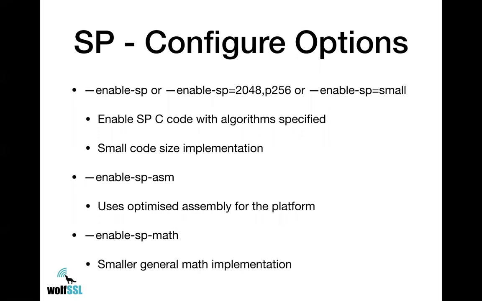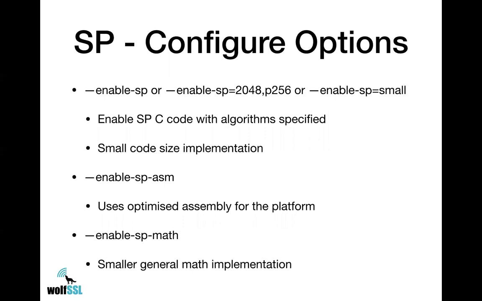Or you can even compile in the small option. You can even go like small 2048 or small RSA 2048 or small P256. And that way you'll get just those algorithms, those bit sizes with the small code. But if you want assembly optimization, then you have to add the enable SP ASM. So this uses the optimized assembly for the platform if it's available. You don't have to specify which platform you are. The configuration program already knows what you are, so we can detect that and include the assembly optimizations that you need.